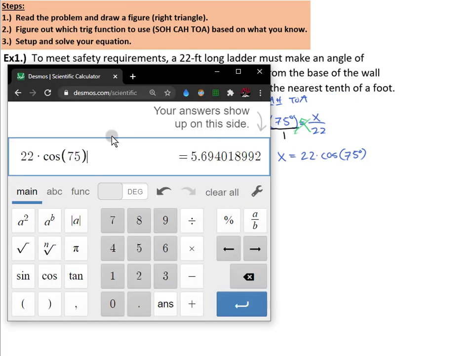Okay, so we go to Desmos, we type in our trig function 22 times the cosine of 75, and make sure your calculator is in degree mode. You should be able to see DEG somewhere on your screen if you're using a different calculator. And it tells us it needs to be placed about 5.7. Remember, if we're going to the nearest tenth, we look one more digit out, and if that digit's a 5 or bigger, we round up. Otherwise, we leave it the same. So here we do need to round up to 5.7.